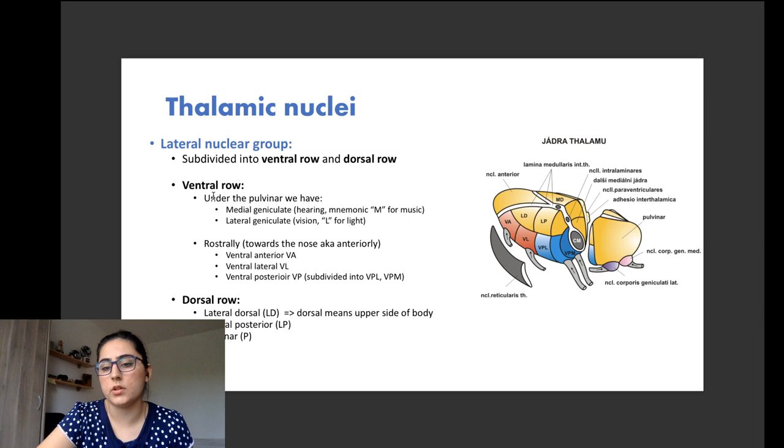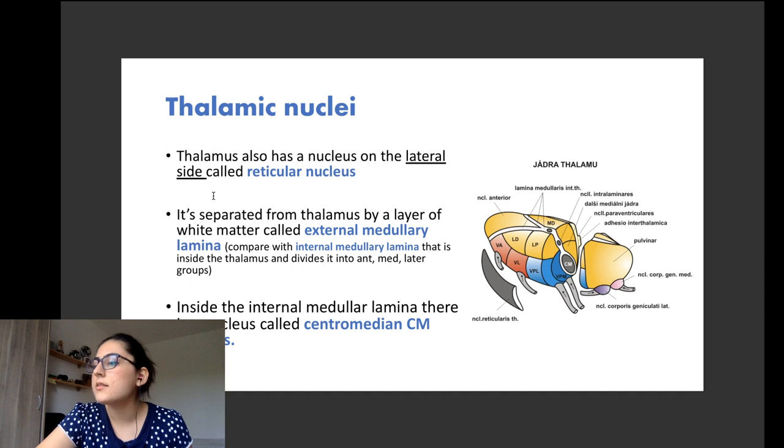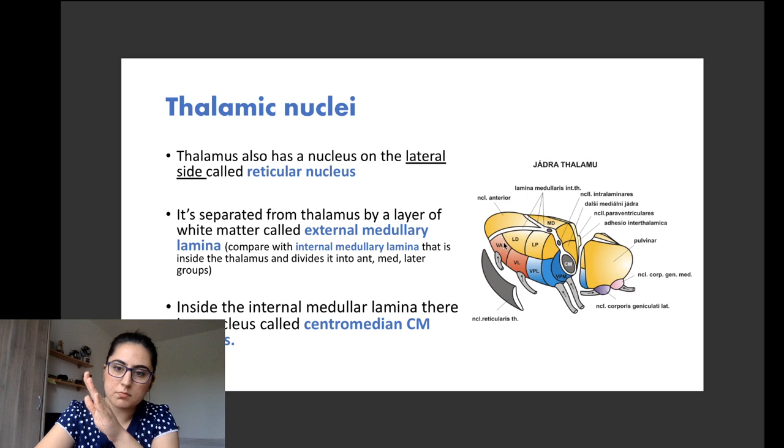For the last bit of my nuclei, we also have something called the reticular nucleus over here, this gray nucleus. This reticular nucleus, as you can see, is not really a part of the thalamus. It's kind of separated from the thalamus. You're going to have to use your imagination again here. Imagine a lamina, or if you're not using the word lamina, basically a sheet of paper that separates my thalamus, this part, from my nucleus reticularis thalamus. And that sheet of paper is called external medullary lamina. Again, it's white matter.